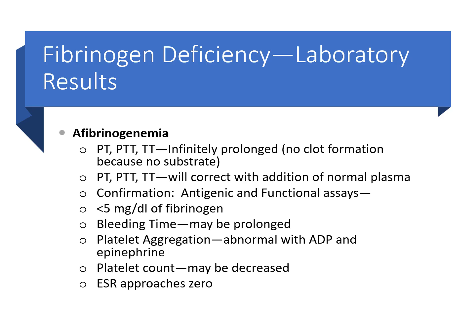For patients with afibrinogenemia, we are going to find less than 5 milligrams per deciliter of fibrinogen in that patient sample. We might have a prolonged bleeding time or PFA 100. We may have abnormal platelet aggregation patterns with ADP and epinephrine, so our platelet aggregation is also going to be abnormal. And then we may have a decreased platelet count. The other thing that's important is that we have other testing like our SED rate that's going to approach 0, so keep those things in mind.